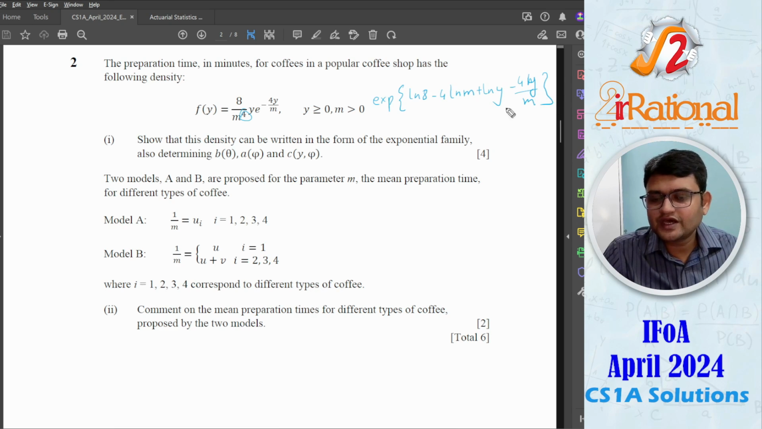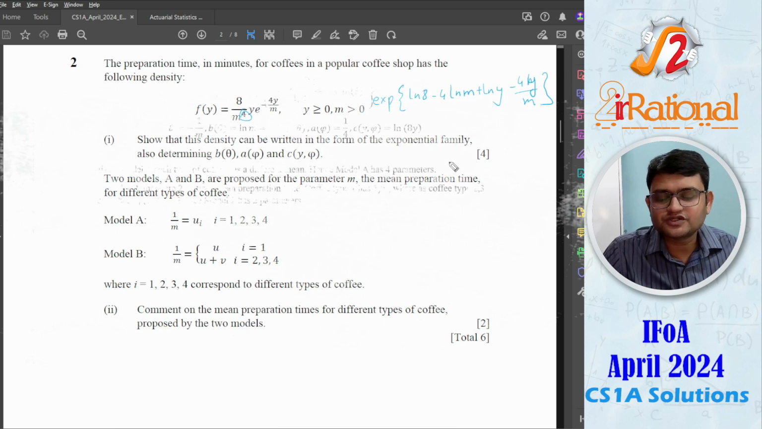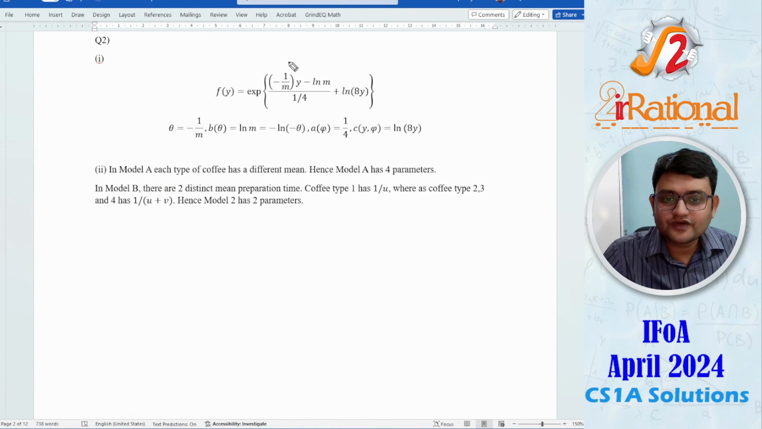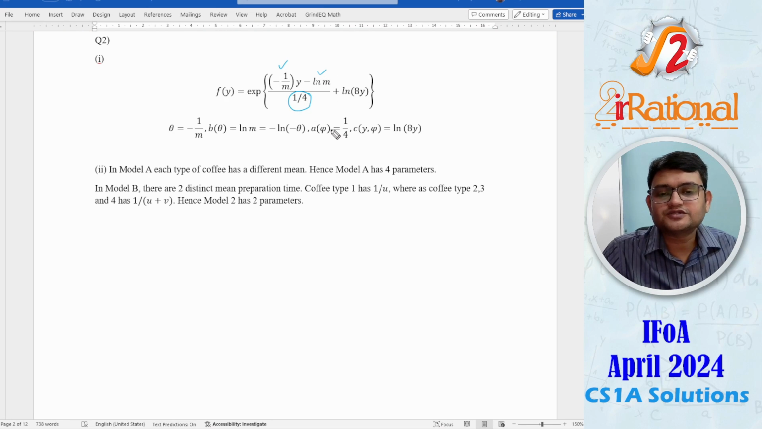Now you will have to rearrange this in the exponential family form. So that is what I have done here. So minus 1 by my and 1 by 4 goes to the denominator, and I have minus log m. So clearly my theta is minus 1 by m. B theta would be log m. You can convert that into minus log minus theta. A phi is 1 by 4 and the rest is just c.